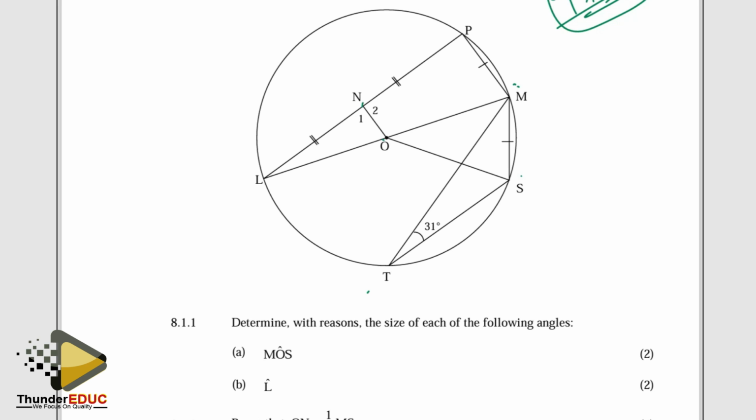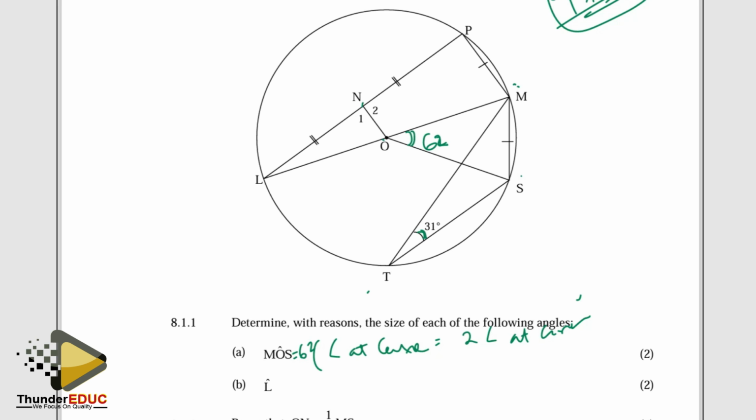Then I can also see the angle at the center and then the angle at the circumference, and then those other sub-theorems from both. So determine the size of each of the following. MOS. What's the size of MOS? So the angle at the center, so this is going to be 62. So tell us it's a 62 and the reason: angle at the center is twice angle at the circumference. So 1 mark for the reason and then 1 mark for the statement.